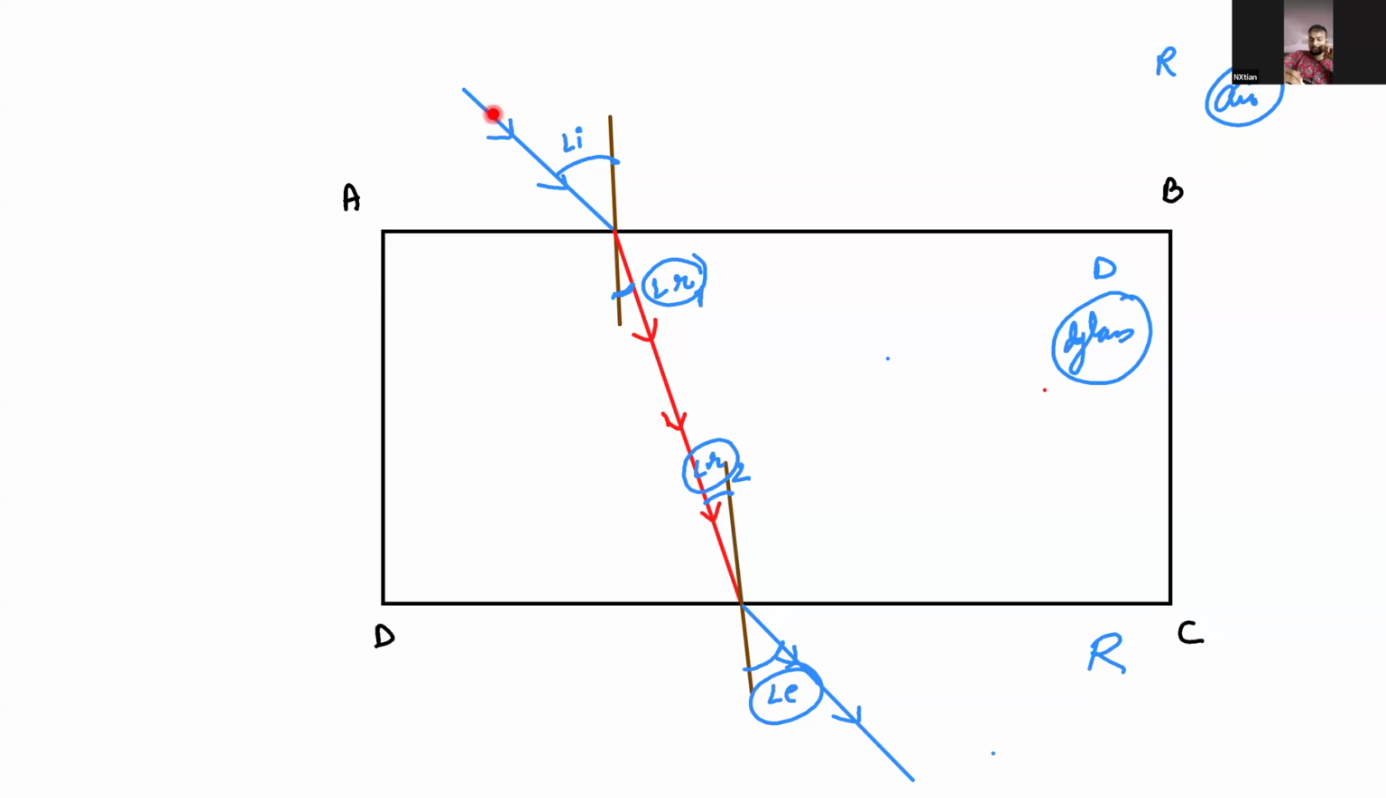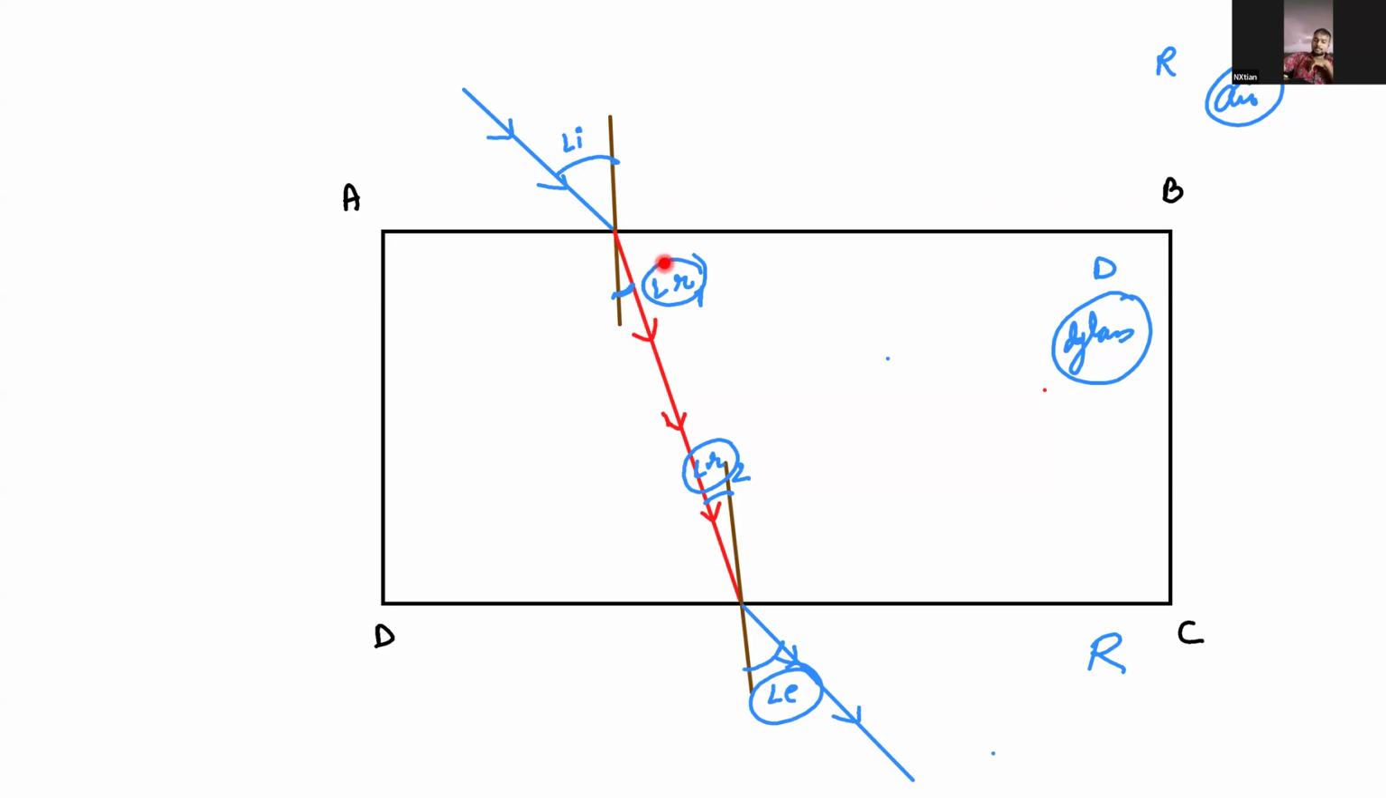What will happen? The light is traveling like this, then when it goes from rarer to denser, it will move towards the normal. So this is the normal. The brown one is the normal. Now instead of going straight, it bends like this. Okay, it moves towards the normal. Yes or no?